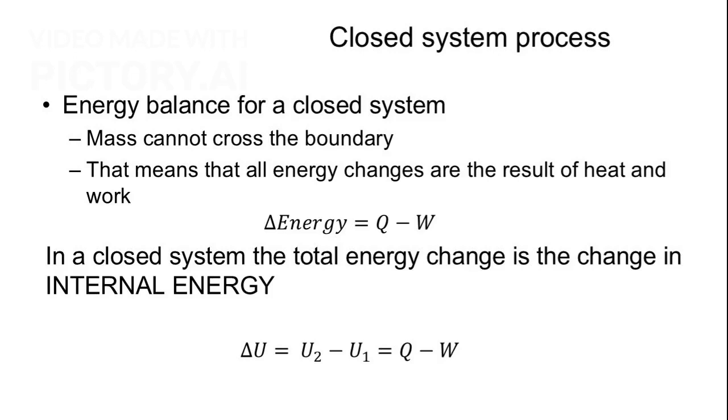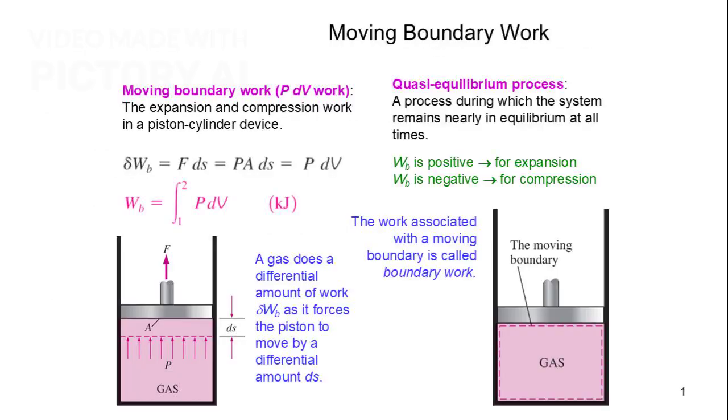In a closed system, energy changes are due to heat and work, with the total energy change equating to the change in internal energy. This principle is fundamental in analyzing thermodynamic systems. Moving boundary work involves the expansion and compression of gases, with work done as the boundary moves. This concept is essential for understanding processes in piston-cylinder devices.